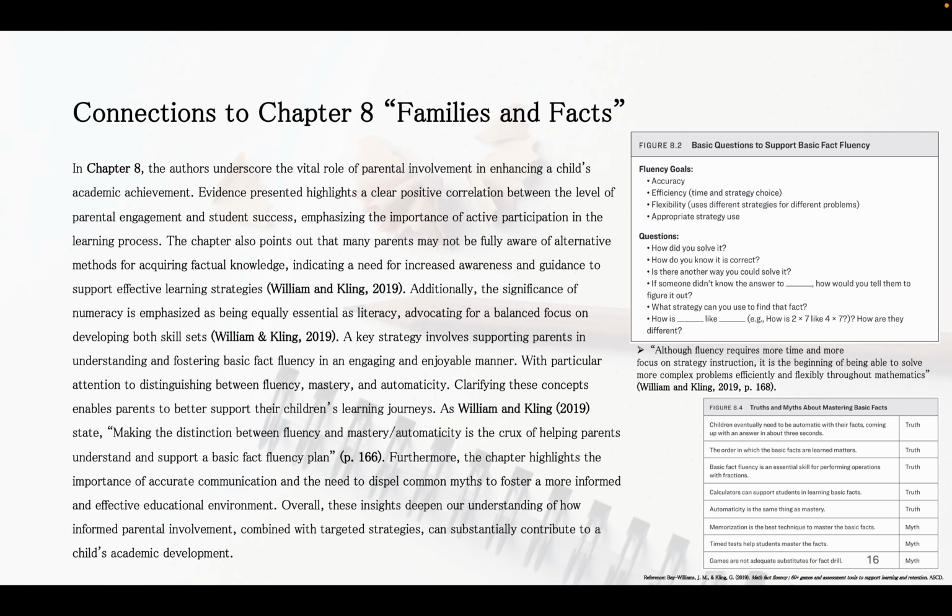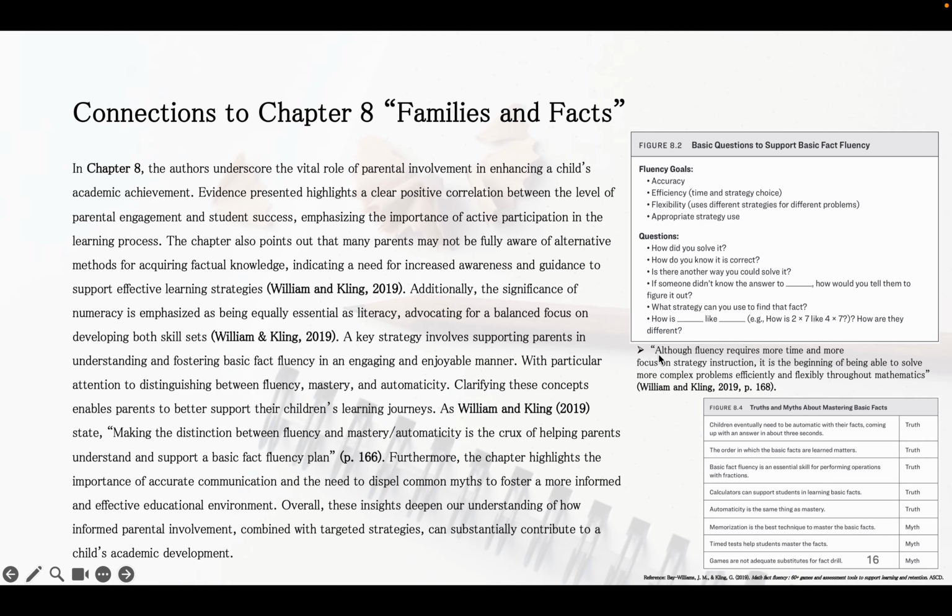Furthermore, the chapter highlights the importance of accurate communication and the need to dispel common myths to foster a more informed and effective educational environment. Overall, these insights really deepen our understanding of how informed parental involvement combined with targeted strategies can really contribute to a child's academic development.